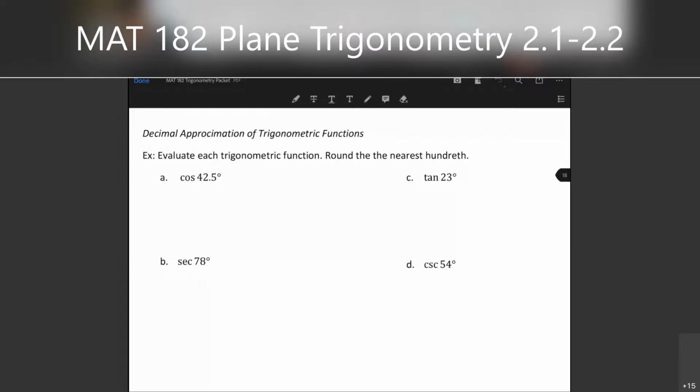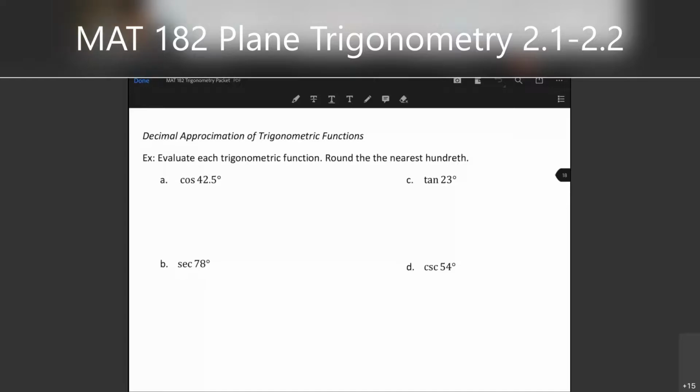We'll just run through these fairly quickly. What do we end up getting for the cosine of 42.5? And this is a good check to make sure that our calculator is in degree mode. So we want to be in degree mode. If you're not in degree mode, you might get a really small result here in radians. So make sure that we are in degrees.